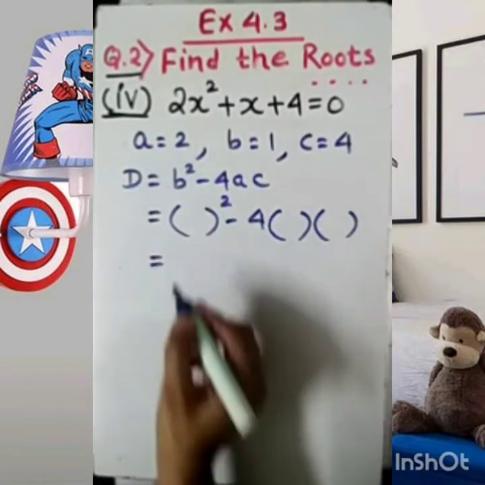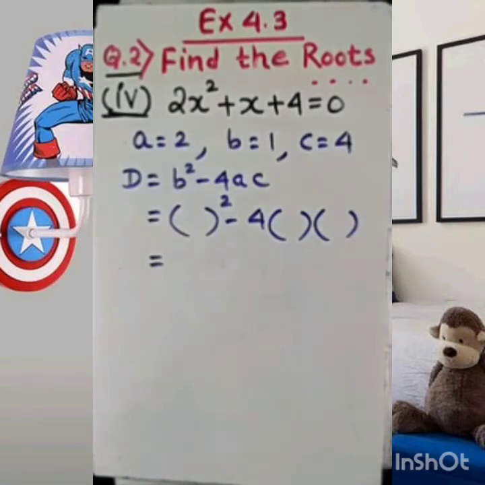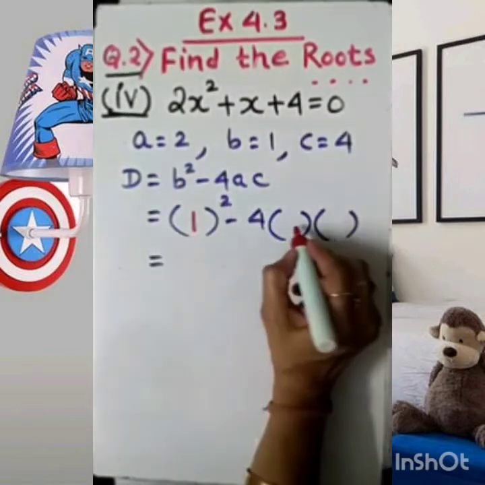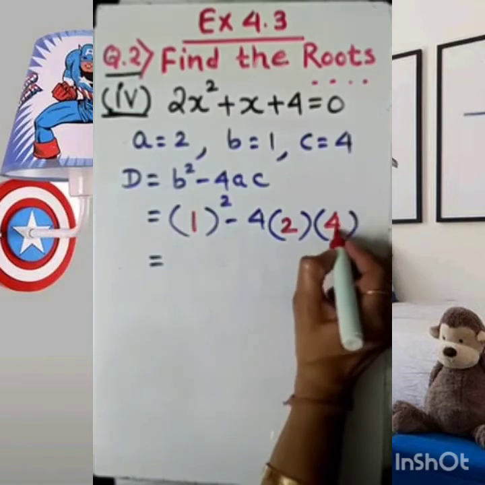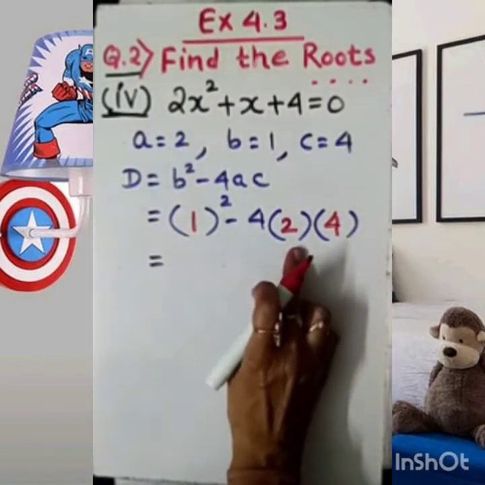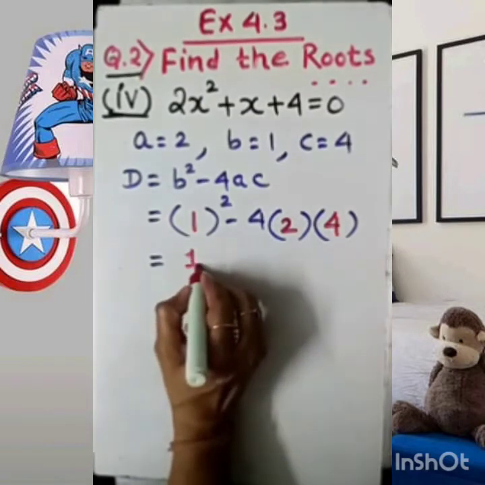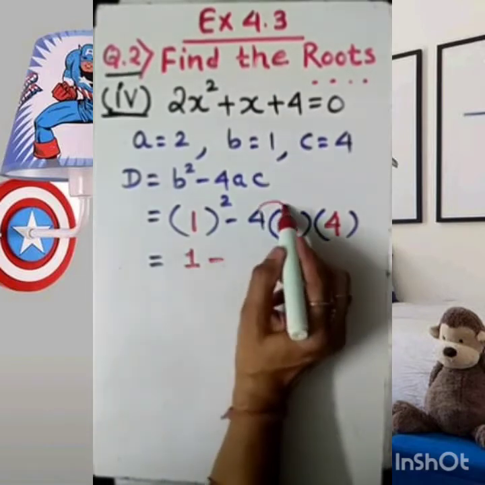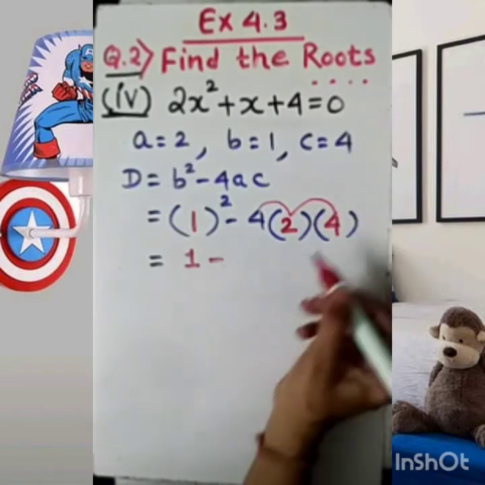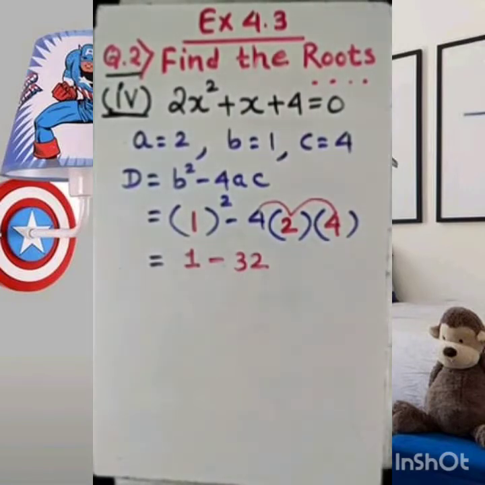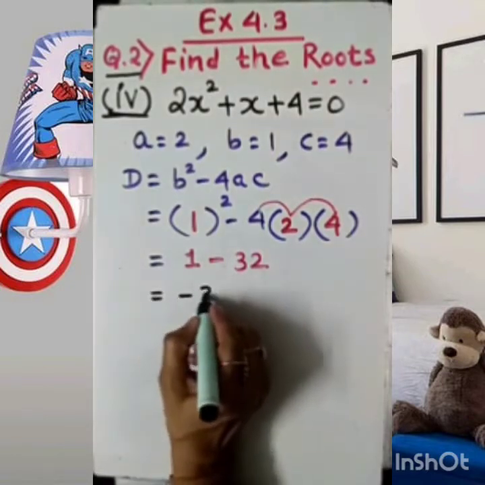The value of b is already with us, that is 1, so I'm mentioning it here, 1. What is a? A is 2. What is c? 4. 1 square we know, dear student, is 1, minus 4 into 2 is 8, 8 into 4 is 32. Now, dear student, here you can see 1 minus 32. 1 minus 32 is minus 31.